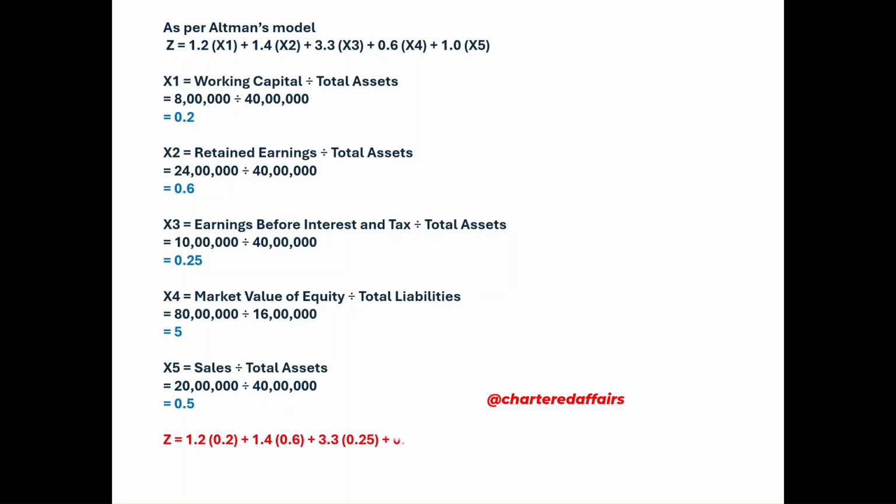that will come to 5.405. Since the value of Z is greater than 2.99, we can say the firm is a non-distressed firm and belongs to the non-bankrupt class.